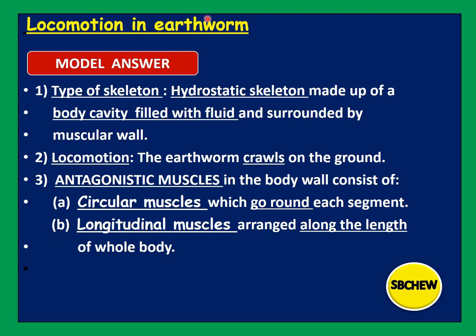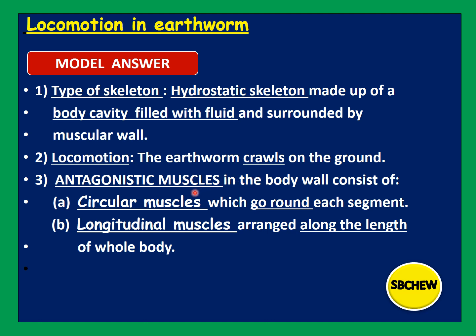So let's look at how we can answer this question to get 10 marks. Firstly, we can state the type of skeleton that it has. It's a hydrostatic skeleton, and elaborate on it by mentioning that it's a body cavity filled with fluid and surrounded by a muscular wall. The earthworm does not have tissues like tendons, ligaments, and cartilage. So we can talk more of the locomotion instead. The locomotion, the way that it moves, is by crawling on the ground.